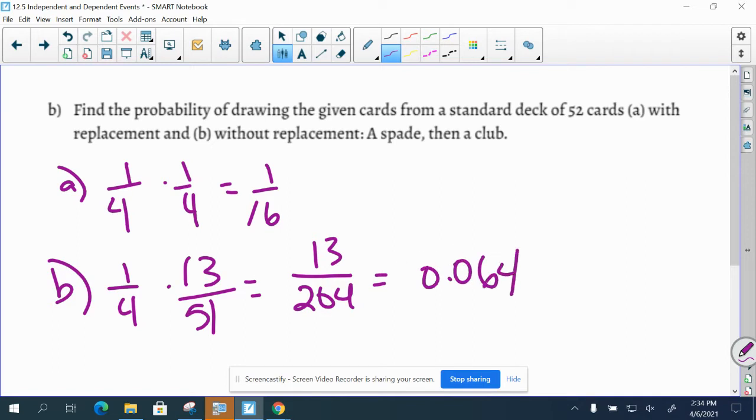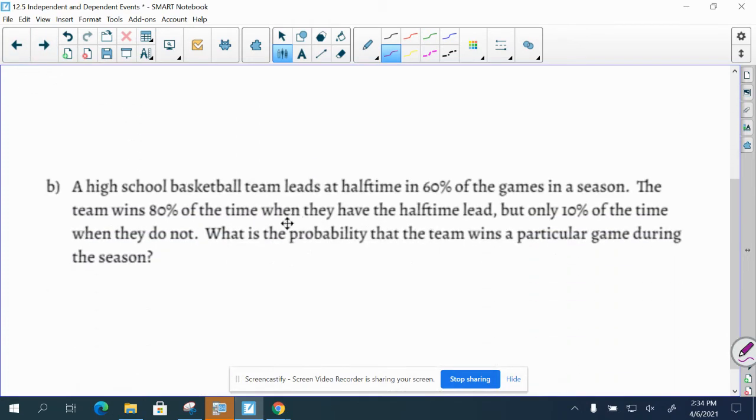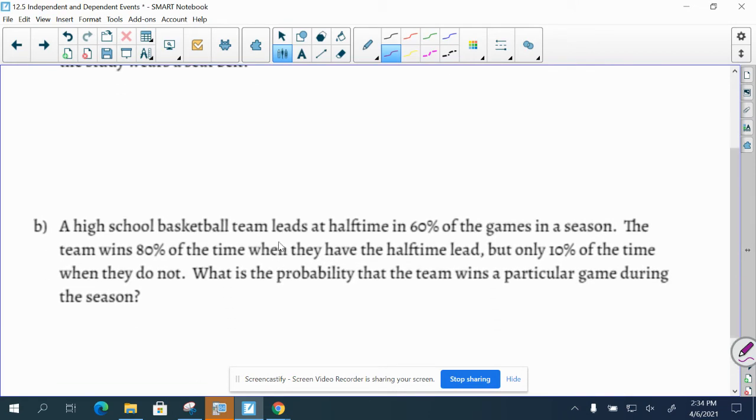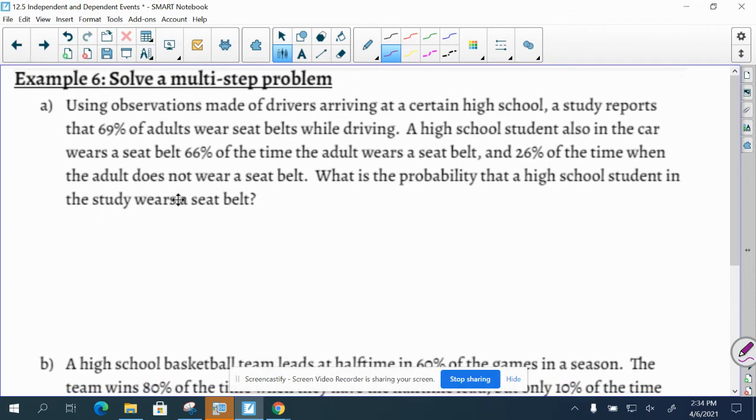Okay, so that's questions like that. You'll have a whole question in Edulastic that's like cards with replacement and without replacement. Okay, and these questions are good. I probably will need more room, but we'll work with it.